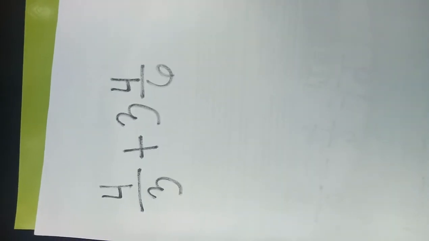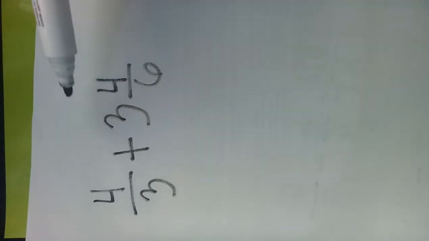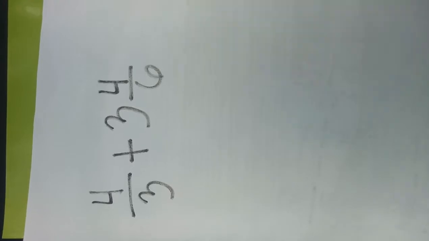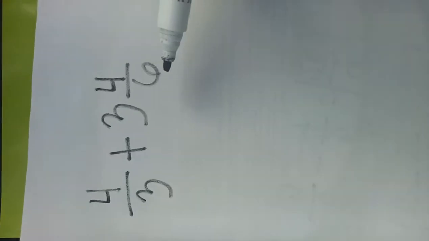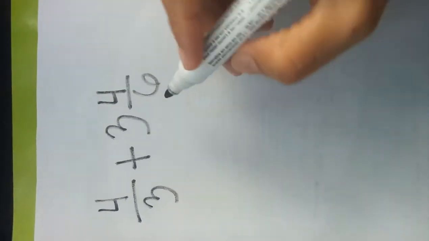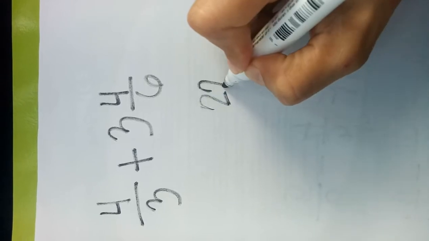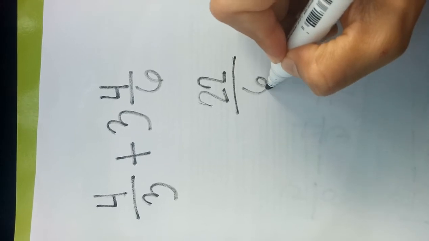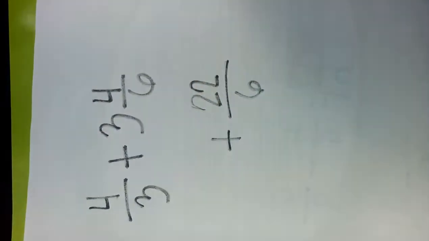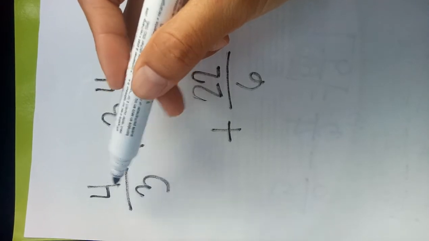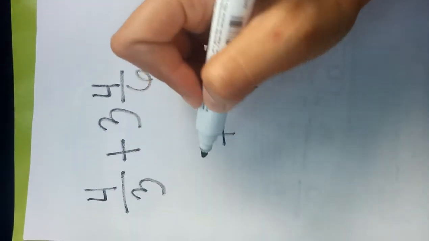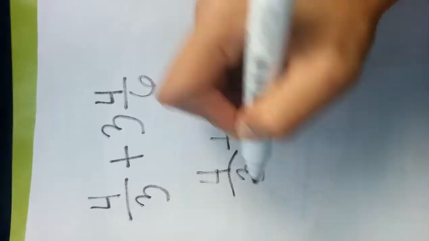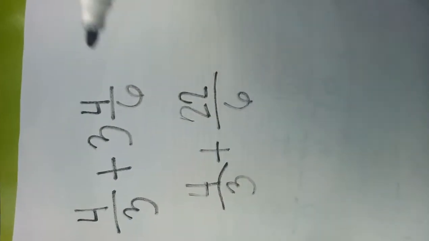We are still going to convert the mixed fraction to an improper fraction. This time we have 3 and 4/6 as our mixed fraction, so we convert it to improper. 6 times 3 equals 18, plus 4, so that's going to be 22. So I'm just going to write 22 down here. And then the denominator will still be the same, 6. I'm just going to put it here, 6, plus, and then we have 4/3. So I'm just going to copy 4/3 here. Now we have 4/3 plus 22/6.